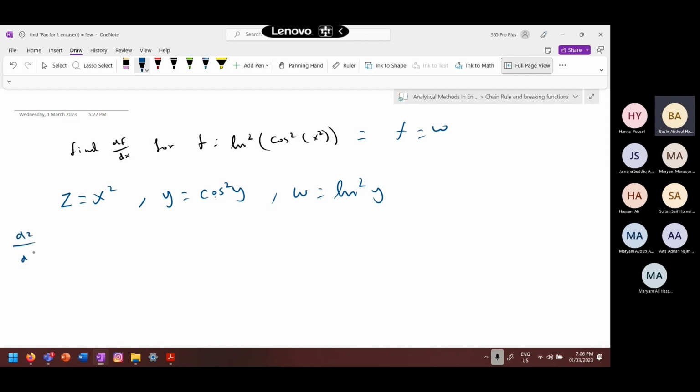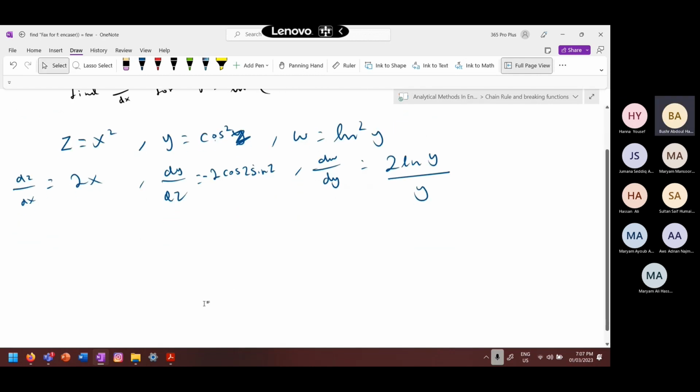dx over dx, you'll get 2x. dy over, sorry, this is z. Okay. dy over dz, you will have 2 cosine z. Here's a negative sine z. And dw over dy, you'll have 2 ln y over y.